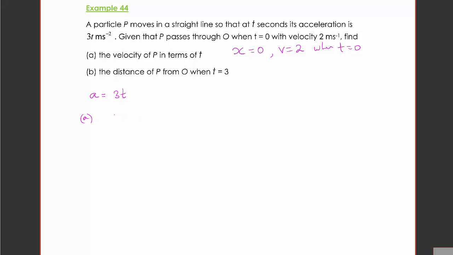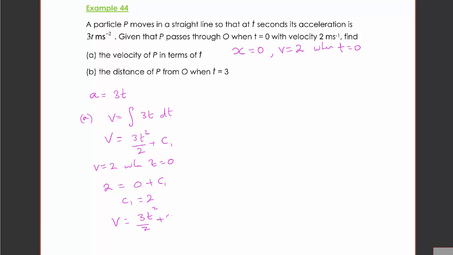So in part A, velocity is going to be the integral of 3t dt, which is going to be 3t squared over 2 plus a constant which I'll call c1. Now we know that v is equal to 2 when t equals 0. Substitute that in and we get 2 equals 0 plus c1. So c1 equals 2. And therefore velocity is 3t squared over 2 plus 2.